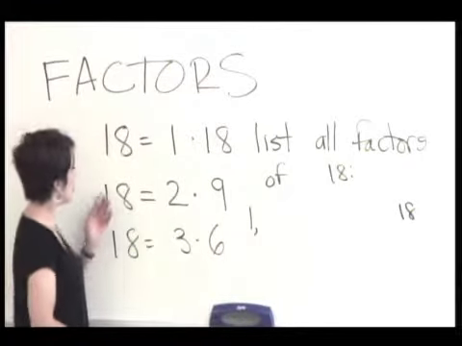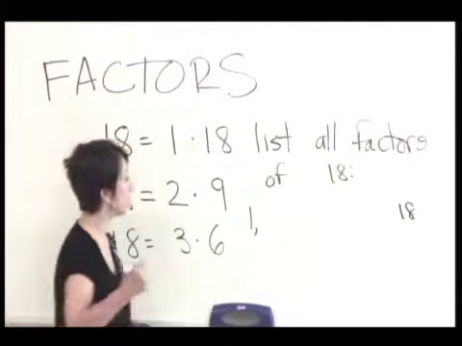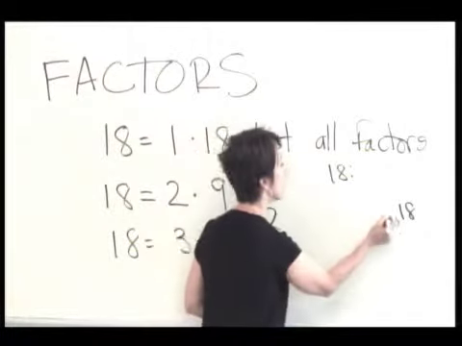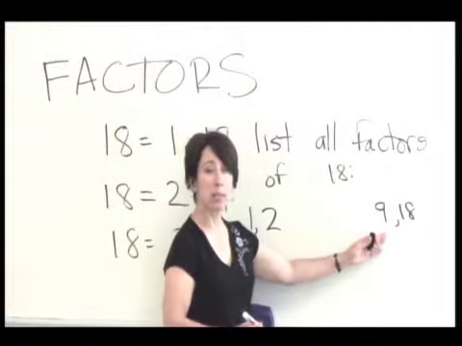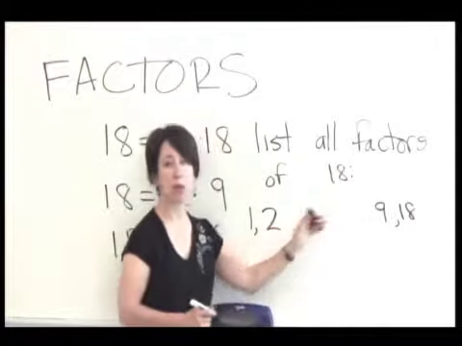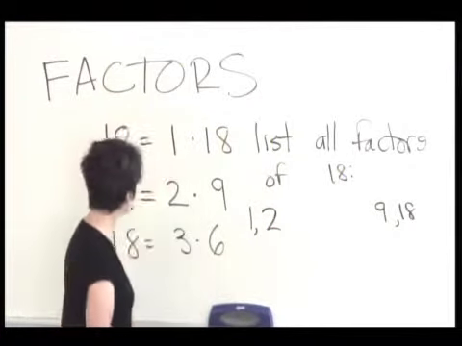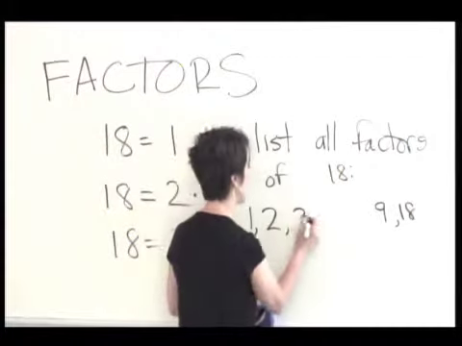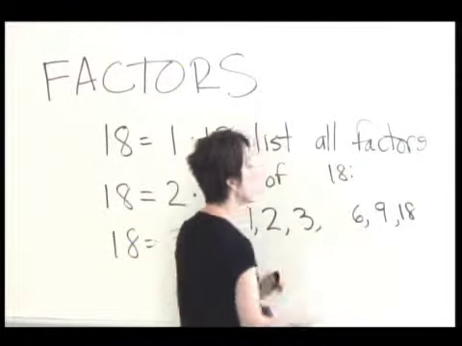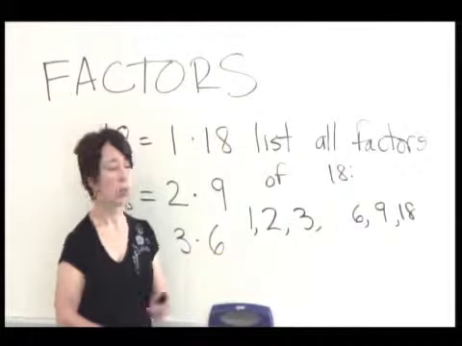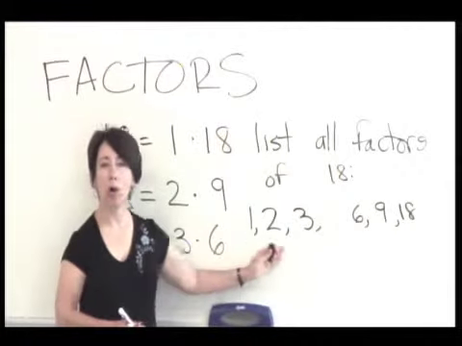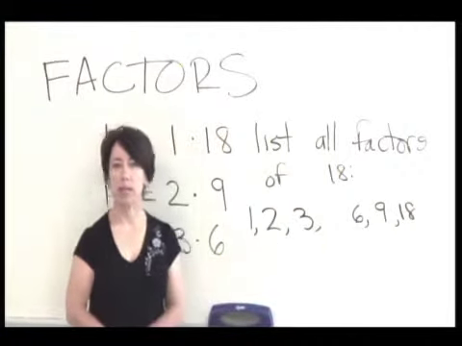Next, we know that 2 goes into 18 9 times. And you should write your factors 2 at a time, that way you won't forget any. 3 goes in 6 times. So now we have a list of all of the factors of 18.